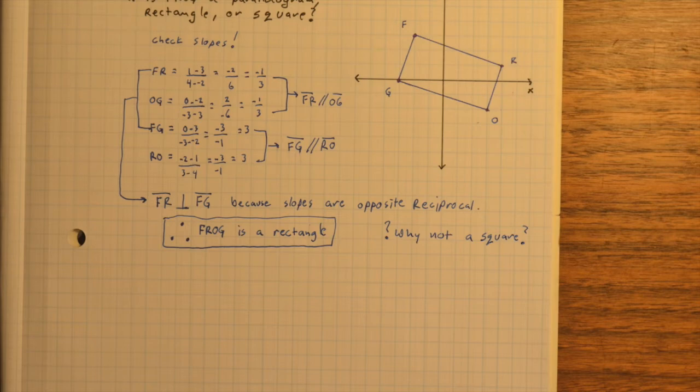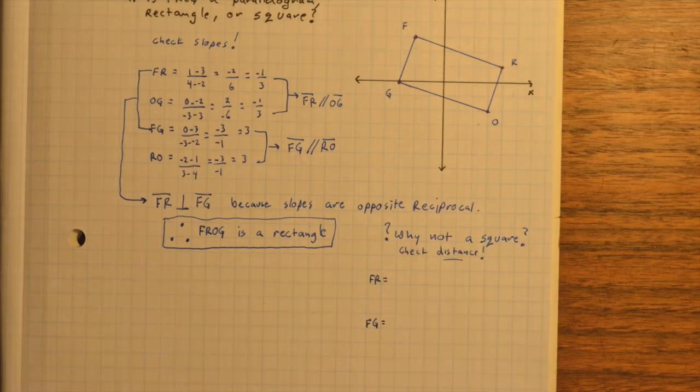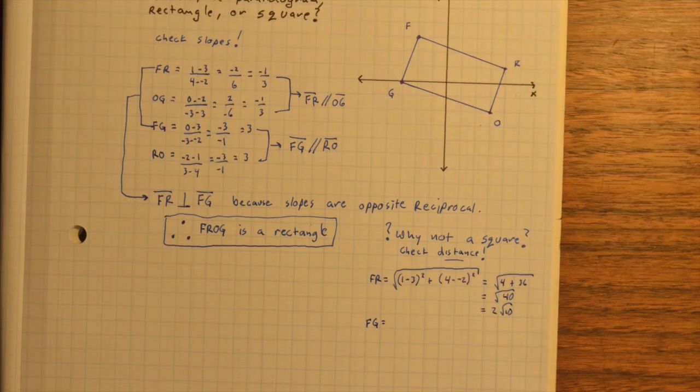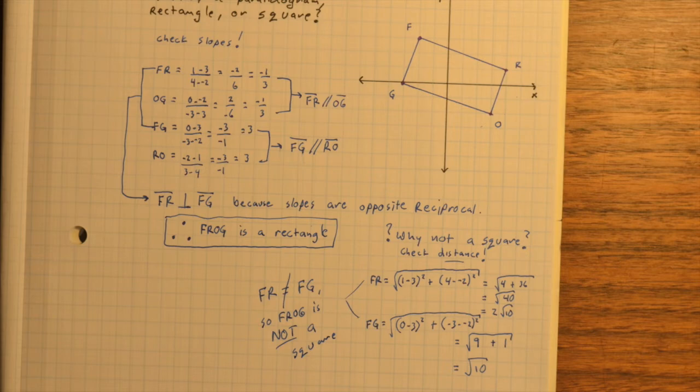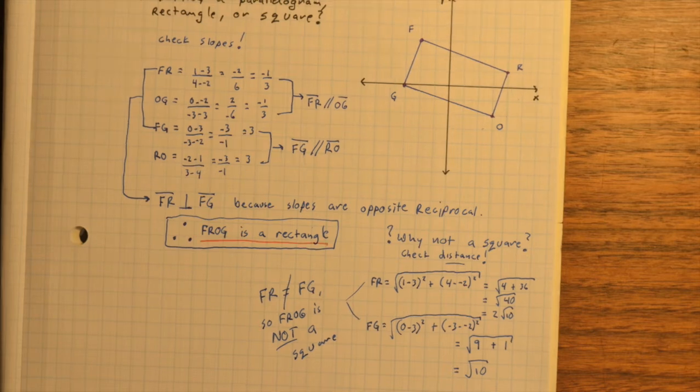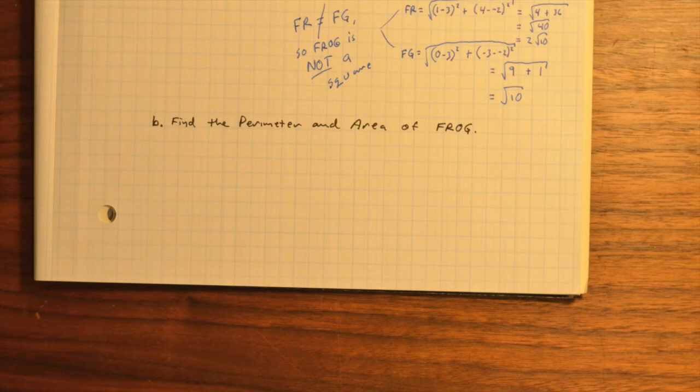Now it doesn't look like a square, but to verify algebraically, we could find distances, find the lengths of corresponding consecutive sides. So FR I see is 2 root 10, FG is just root 10. So clearly it's not a square, it is indeed a rectangle. Now, find the perimeter and area.